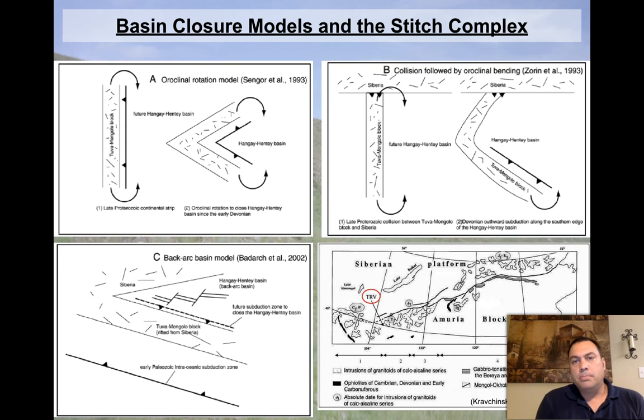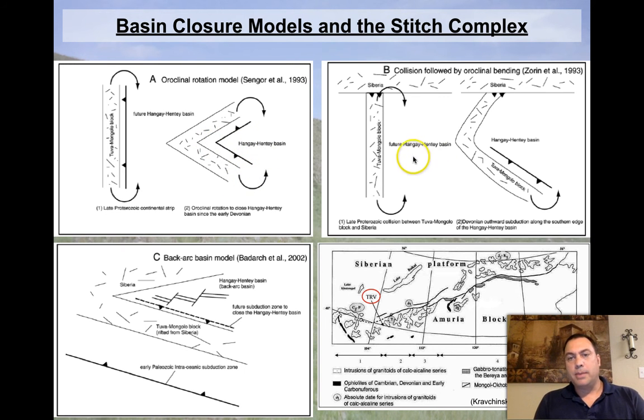So the basin closure models are really important to understand. At least this is our framework going into the study: there was a series of basically rotations. Here we have Sengör and his collaborators from 1993 showing the folding of the Tuva Mongolian block with subduction zones on both sides, and as they scissored closed, you wind up getting a Hangay-Hentay basin forming in the middle.